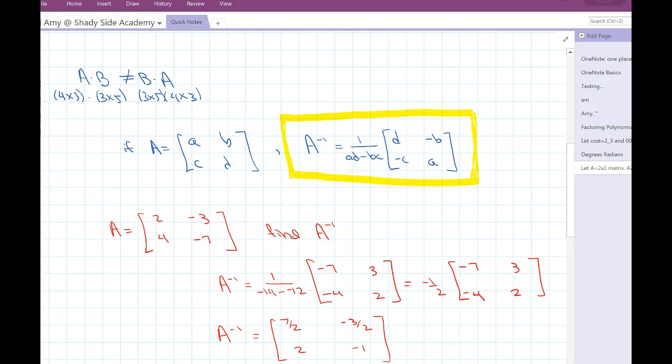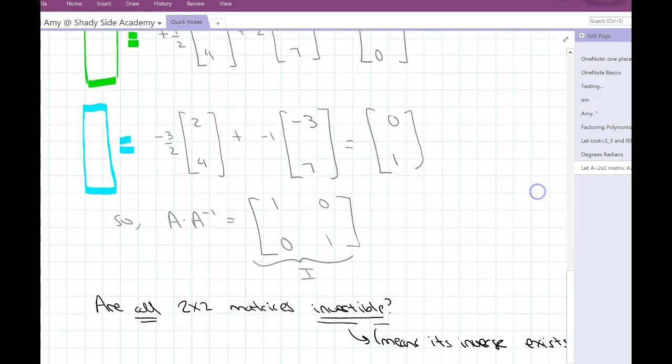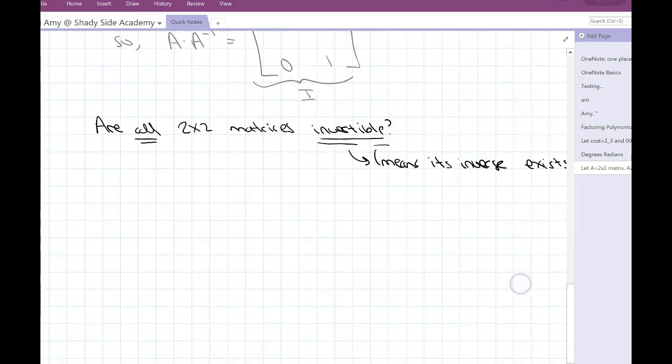But go ahead and think about it. Under what conditions would the inverse of A not exist? And then replay me. Okay, the answer to this question is no. Are all 2x2 matrices invertible? No. And I want you to tell me, when is a 2x2 not invertible?